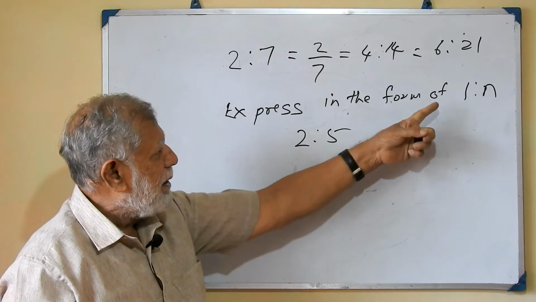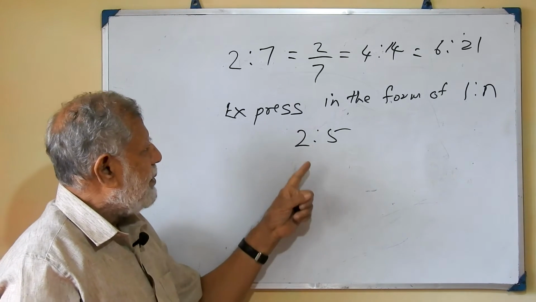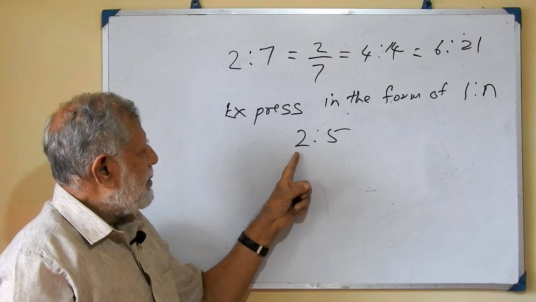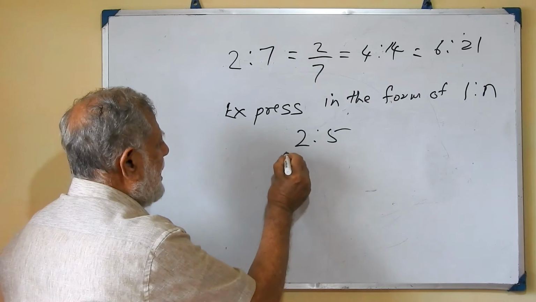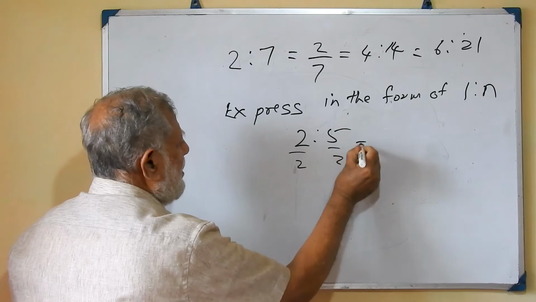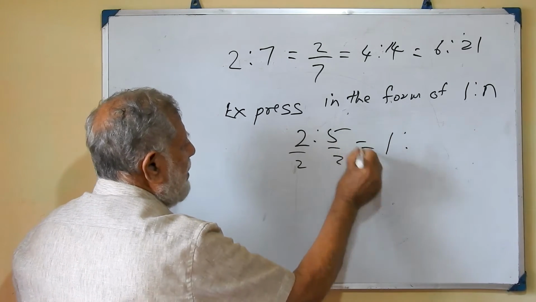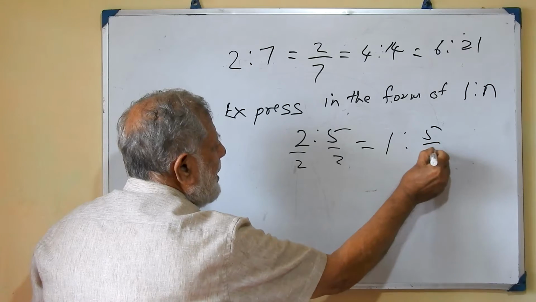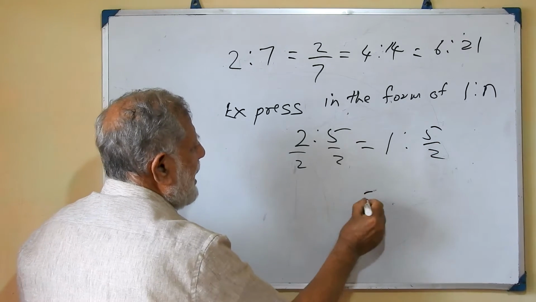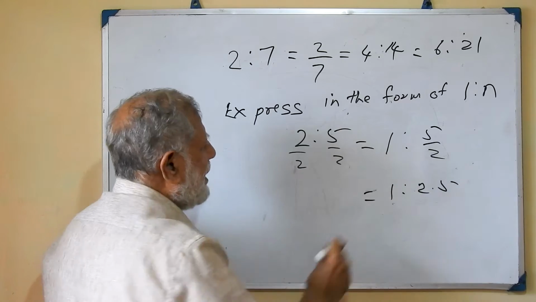What does it mean? Where is n coming in? n is not there. n is a number. So what we have to do is we must make this 1. So we can reduce both numbers by 2. When you divide both numbers by 2, you get 2 divided by 2 is 1 and 5 divided by 2 is 5 upon 2. So 5 upon 2 you can write in decimal as 1:2.5.